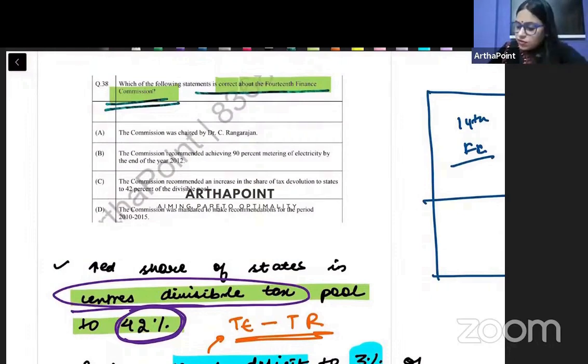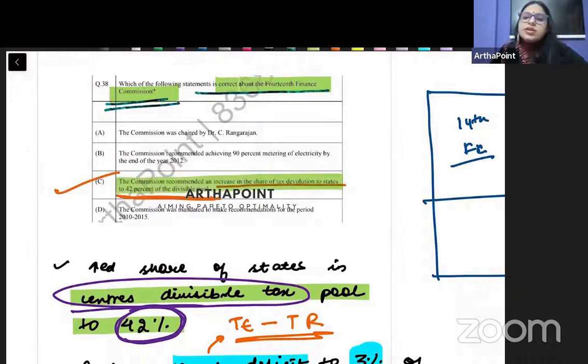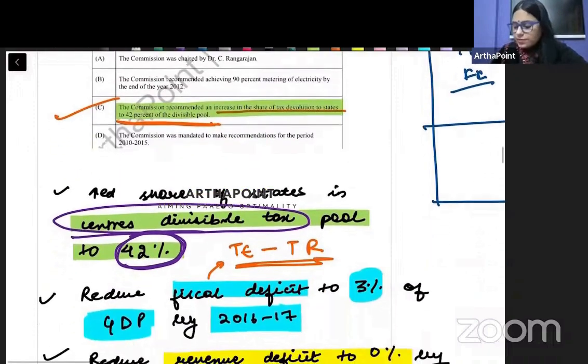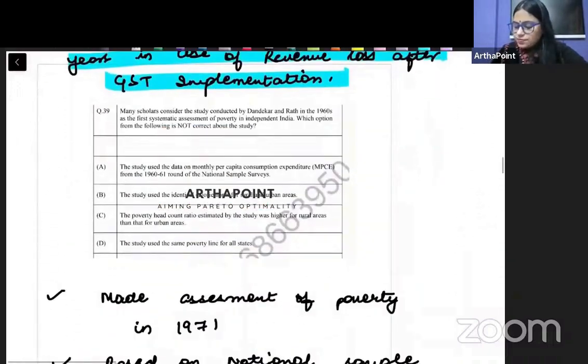So beta, which of this is correct? C. Recommended increase in share of tax to 42%. This is the correct option. Okay. Beta, come to the next question.